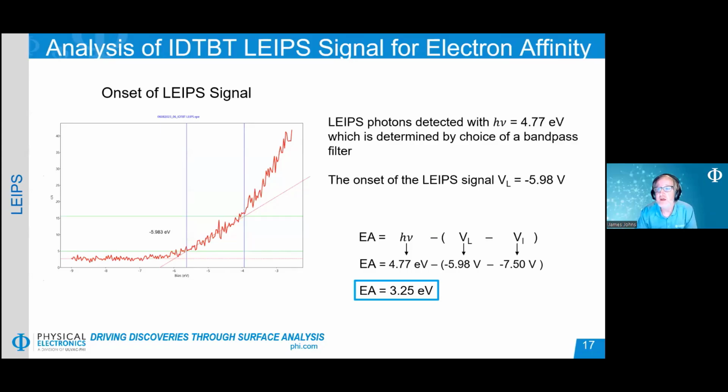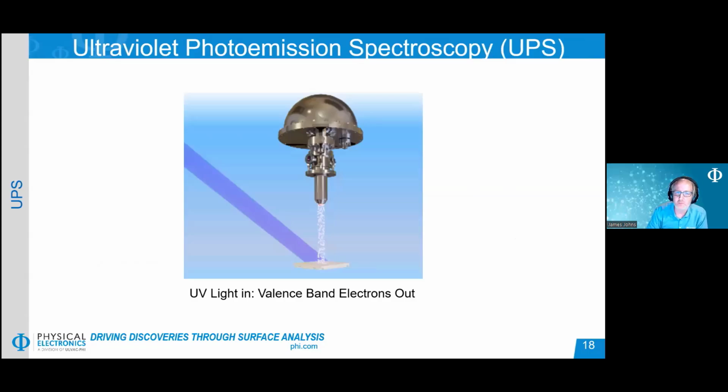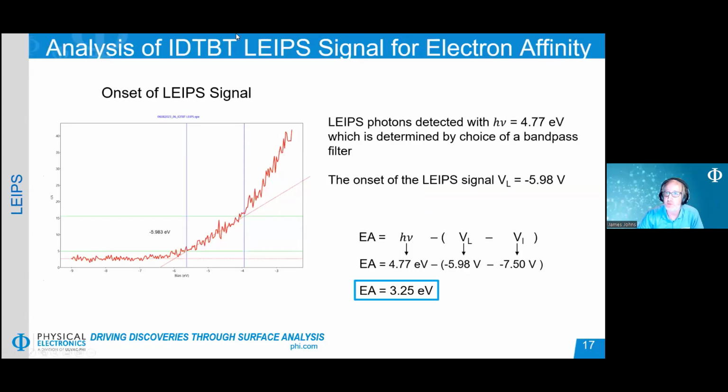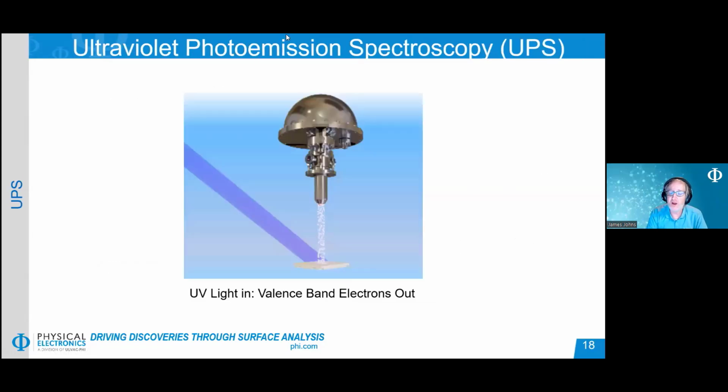All right, so that's probably the most confusing of the techniques. So we're going to talk about UPS and LEIPS next. We're going to do that a little bit more quickly. So with UPS, it's light in and valence band electrons out. This is much more akin to traditional XPS measurements that you might be more familiar with, which is why we're not going to spend quite as much time on how the technique works.